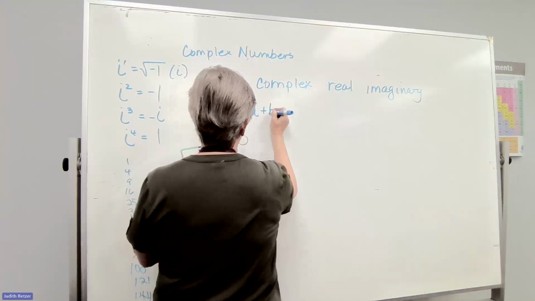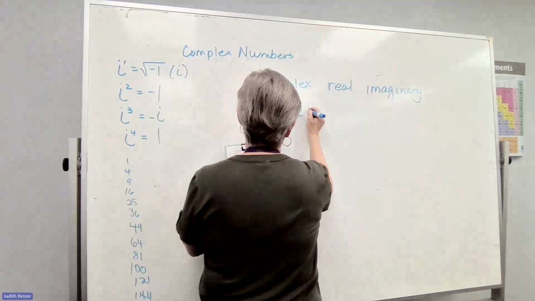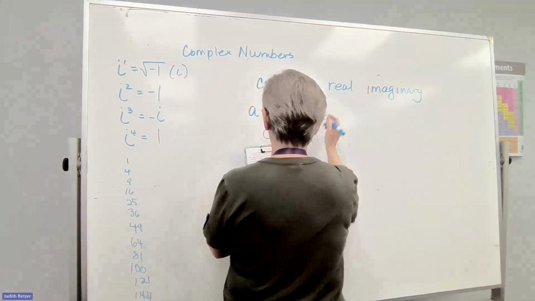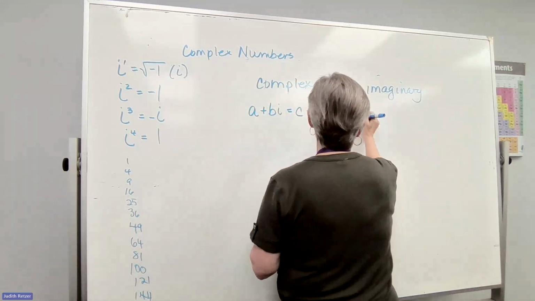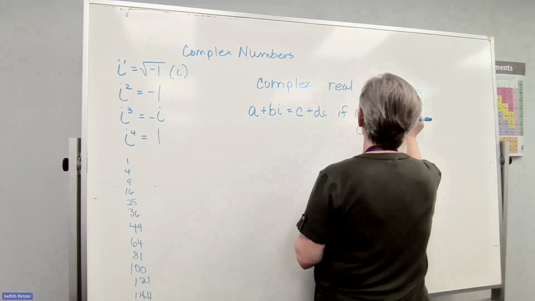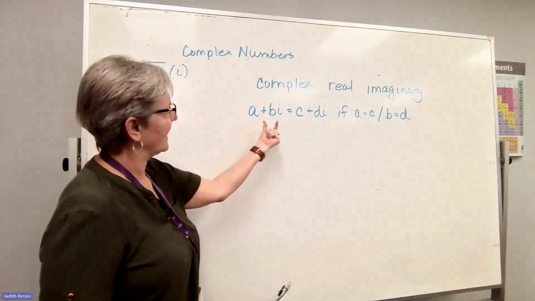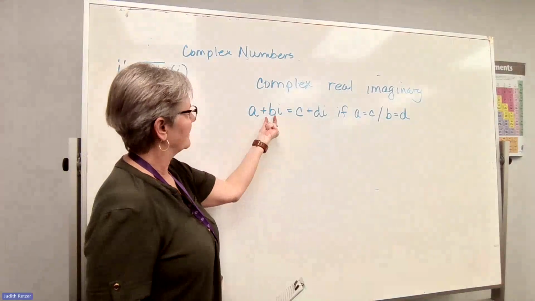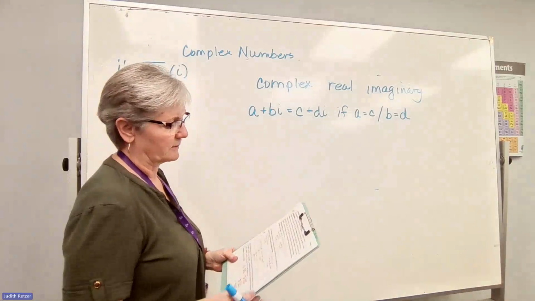a plus bi is equal to c plus di if a is equal to c and b is equal to d. Okay, so the a has to be the same as c, the b has to be the same as d.